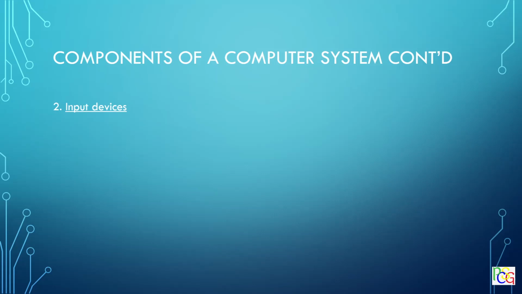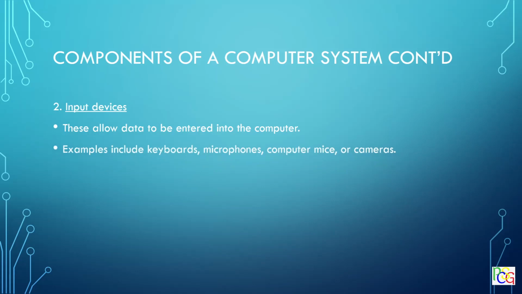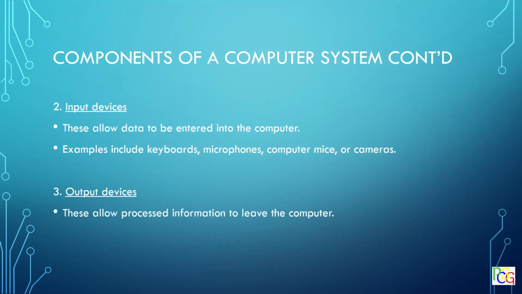Next, we're going to talk about input devices. These allow data to be entered into the computer. So examples would include keyboards, microphones, computer mice, or cameras. And output devices allow processed information to leave the computer. So examples would include printers, monitors, or speakers.